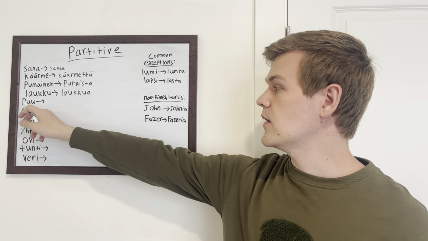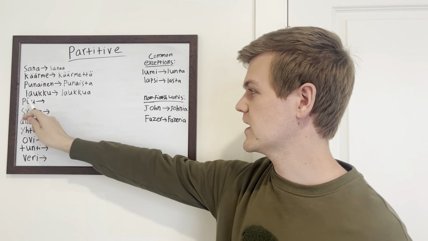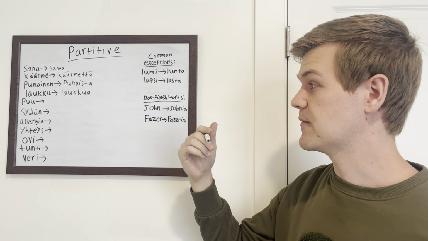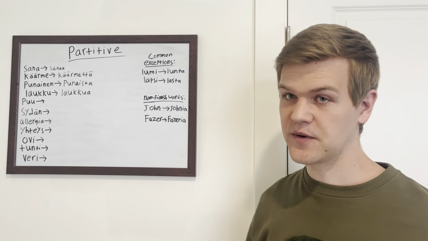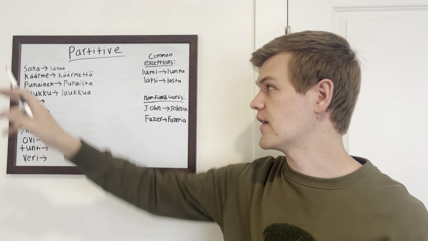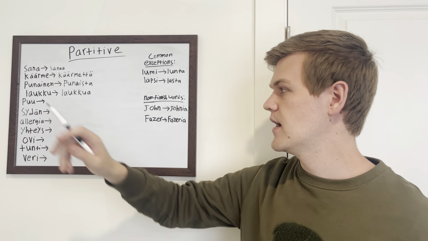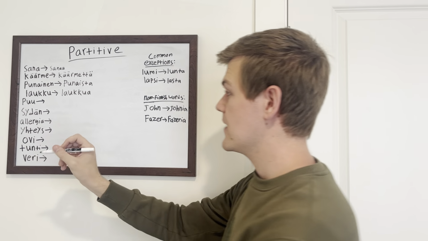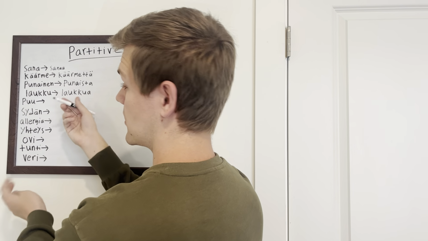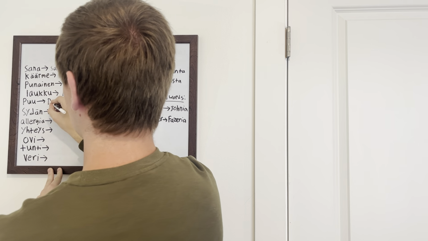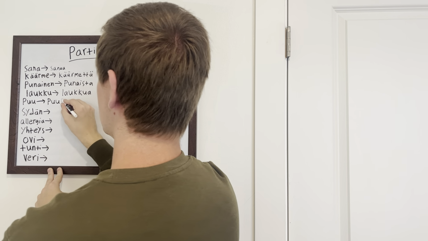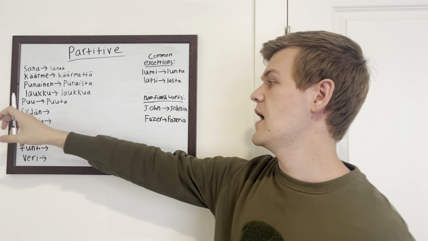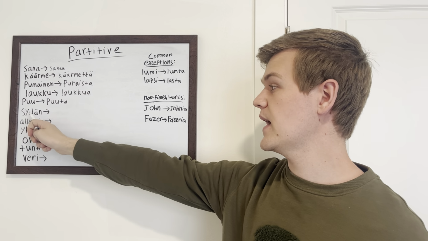We have puu, which is tree. This one is vowel vowel, so it's going to fall into our vowel vowel rule, which is that we add TA because it wasn't EA or IA. Those are the two that fall under the same rule as sana. Since it's just another vowel vowel, we're just going to add TA. So this is tree, or it could be wood too. So we're going to get puuta, puuta, and then sydän, which is heart.